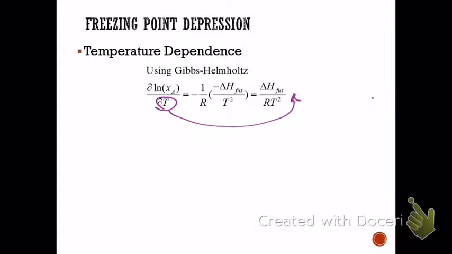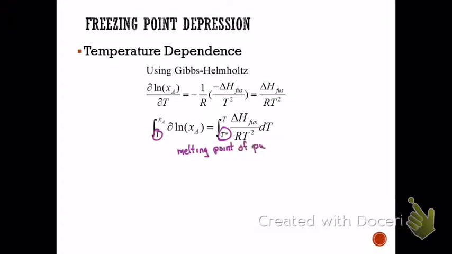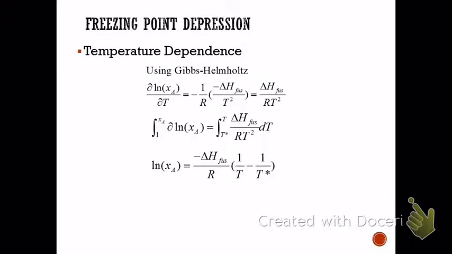Now, multiplying both sides by dT and integrating, we have this situation here. But we note that the lower limit of the integration corresponds to a mole fraction of 1, which means we're talking about a pure substance A. And of course, if we're talking about pure substance A, then the corresponding temperature is just the melting point of the pure substance A. So evaluating that integral, it's a pretty straightforward integral, ends up with this expression here.